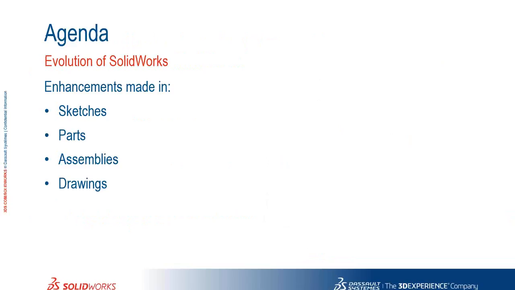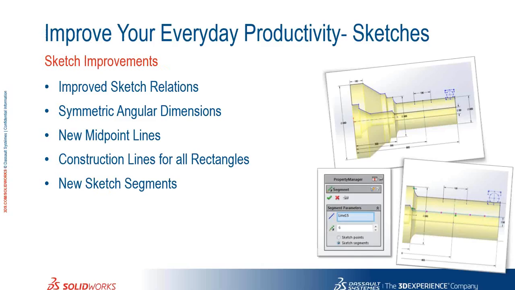Now for today's agenda, we'll be concentrating on these enhancements. We'll be segregating these enhancements based on 4 different aspects. The first one is going to be the sketch part. The second one is going to be the parts. The third one is going to be on assemblies. And the fourth one is going to be on the drawings aspect. So let's proceed with the sketch aspect.